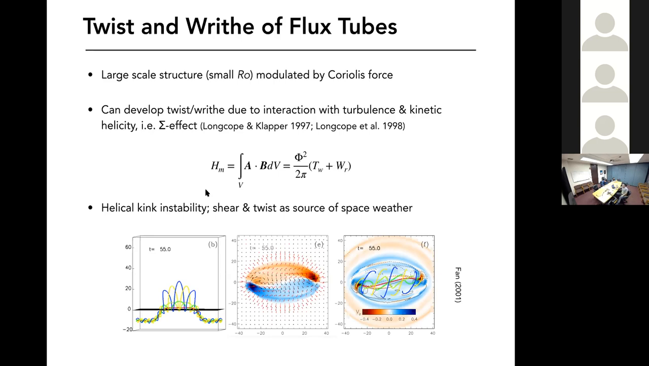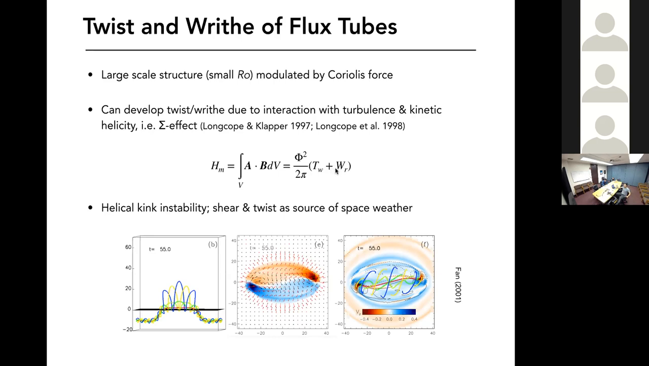Under simplification, this total helicity will be the sum of a measure of twist and a measure of writhe. It doesn't matter how we define those, but it should consist of these two terms. It also scales as the flux inside the flux tube squared. So this sigma effect states that we can generate twist inside the flux tube even if the flux tube originally doesn't have any twist. We only need to have an opposite sign of writhe.